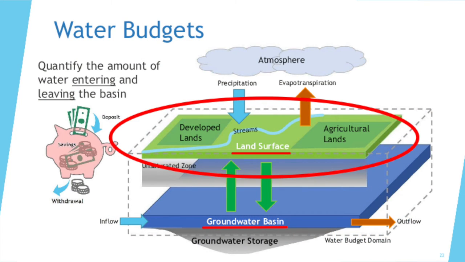Now, in the reality out there, this is even a very simplified diagram of what the water budget may look like. But rather than a piggy bank where you just have money going in and out, you're like a more complex business that has multiple sources of revenue, multiple expenditures, and so forth, and you've got to keep track of them.